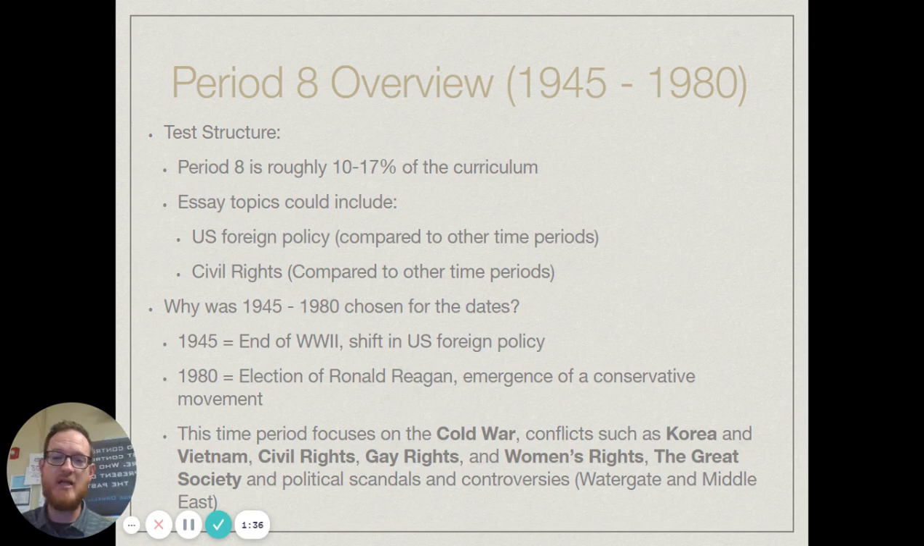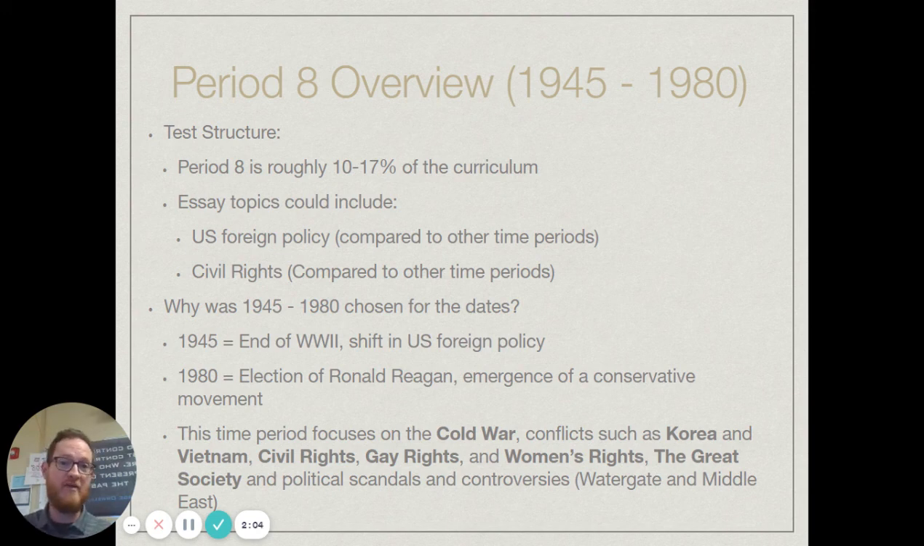Some essay topics that you might see on this one is foreign policy, and again, this is going to be related to the Cold War. They might compare it across time periods, but again, with the Cold War, they tend to really focus on foreign policy when they are discussing that in questions. Also, civil rights, they might compare and contrast that with other periods, maybe after the Civil War, what civil rights look like, then compared to after the Civil Rights Movement.